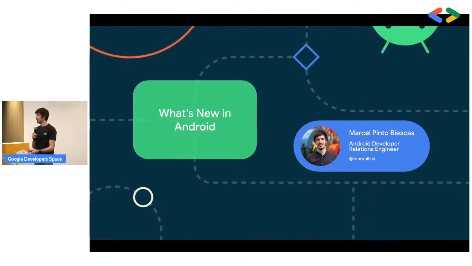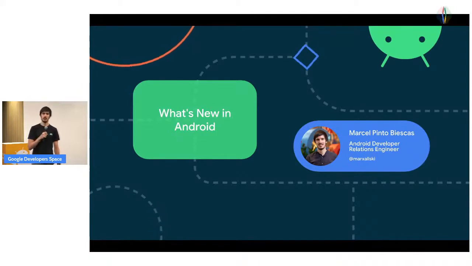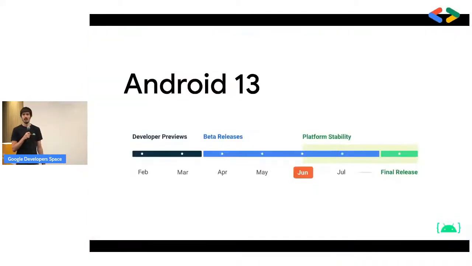And today, I just want to talk a little bit about what's new in Android, what is happening. And of course, that means Android 13. As you know, every year we release new versions of Android where we do improvements, we do some changes. And this is the time of the year when Android 13 starts to come in beta.